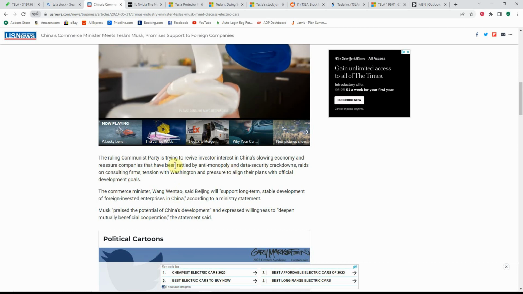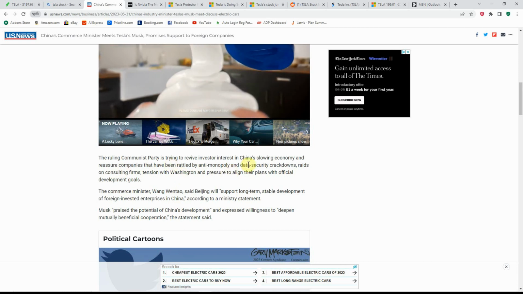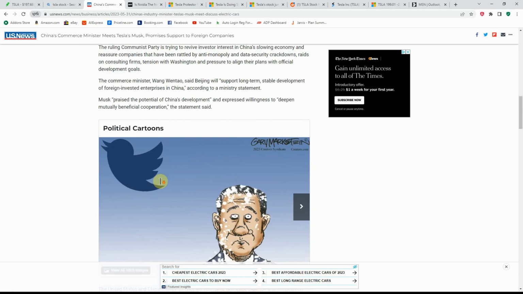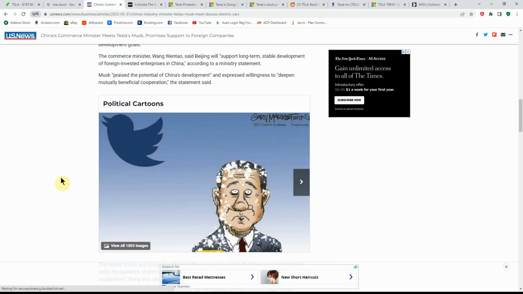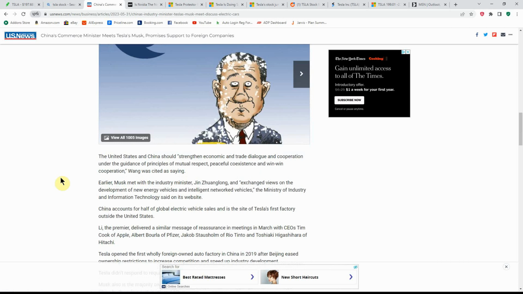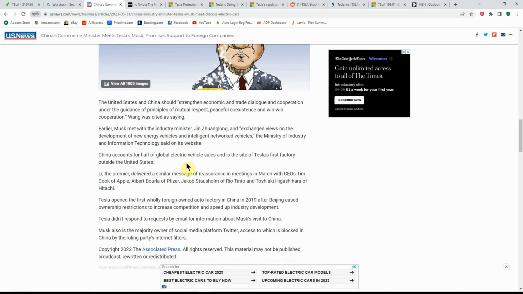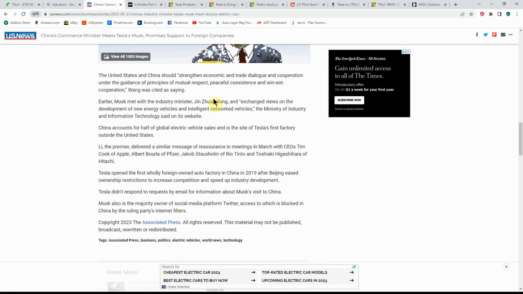Investor interest in China's slowing economy and reassure companies that have been rattled by the anti-monopoly and data security crackdowns, raids on consulting firms, so all kinds of stuff going on. There's a political cartoon. United States and China should strengthen economic and trade dialogue and cooperation under the guidance of principles of mutual respect, peaceful coexistence, and win-win cooperation, Wang was cited as saying.